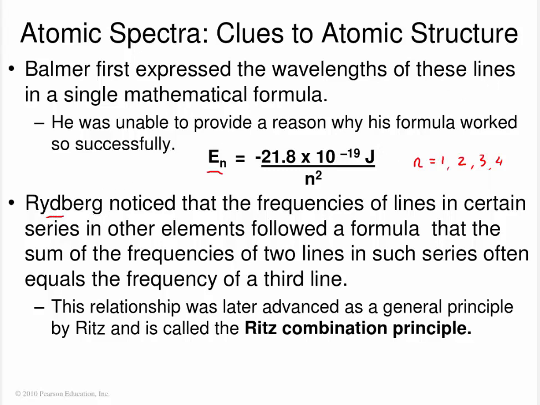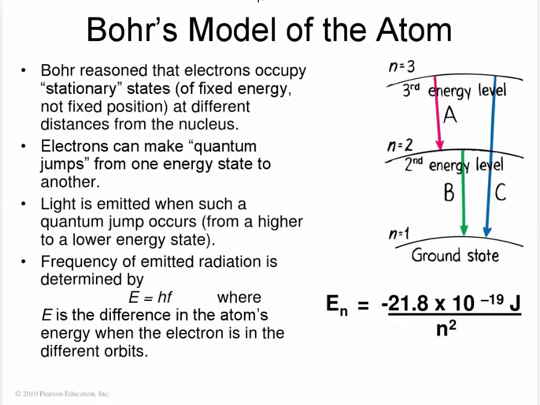I mentioned this earlier, but fellows by the name of Ritz and Rydberg came up with the Ritz-Rydberg, or the Ritz combination formula, and what they said was if you added the sum of frequencies from two lines together, very often it's going to equal a third line. That kind of makes sense because the energy levels would also add, and we have our good friend E is equal to h times f, so if the frequencies add up, the energies ought to as well.